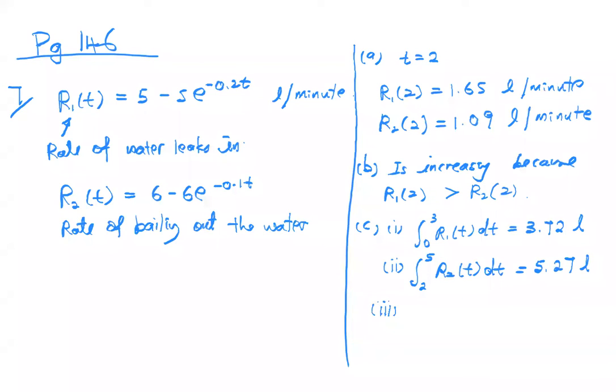Okay, so part 3. Part 3 is the one that we have to take notes of. R1(t), I break into 2 parts: minus the integral from 0 to 8 of R2(t). So what is your answer? What is your answer for part 3? 5.088 liters. Okay, try to interpret.